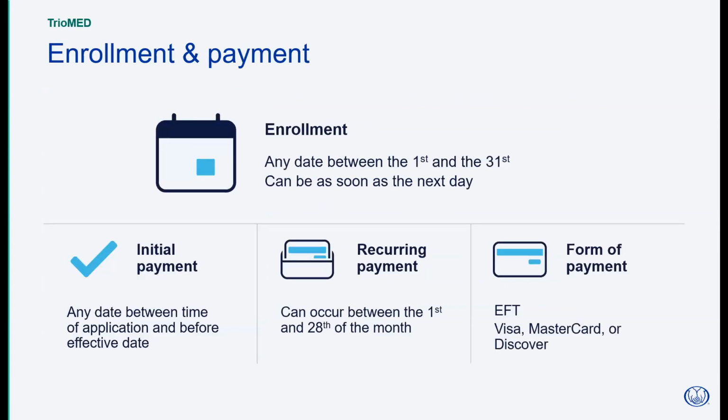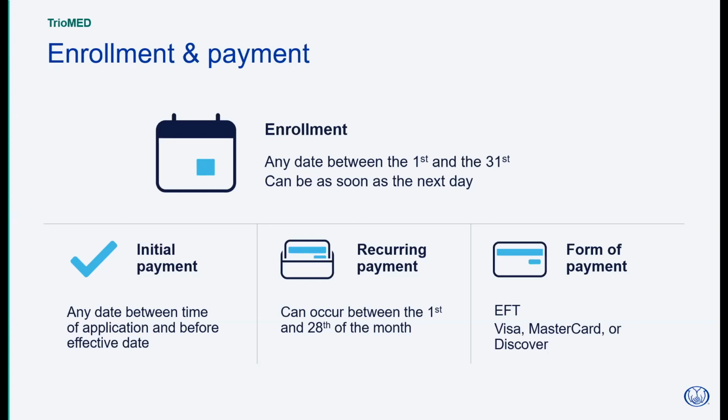Enrollment, guys, any date between the 1st and the 31st, and can be as soon as the very next day. Initial payment can be any time between the time of the application, but before the effective date. Reoccurring payments can be between the 1st and the 28th of the month.